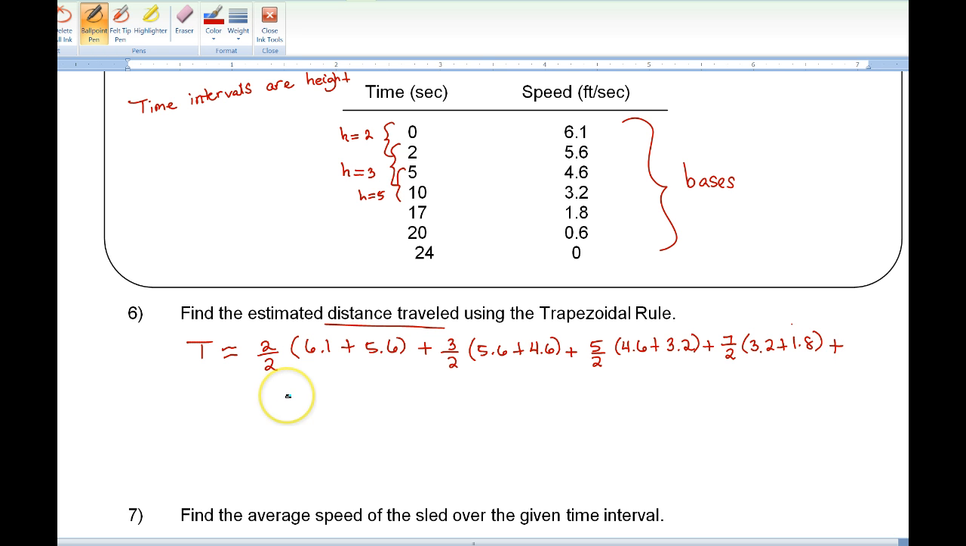Running out of room. Then we go from 17 to 20 seconds, so that's 3 over 2, 1.8 plus 0.6. And finally, the last one is 4 over 2 and 0.6 plus 0. So I'll plug that in. I know it takes a little bit of time to plug that all in, but let's see what we get.